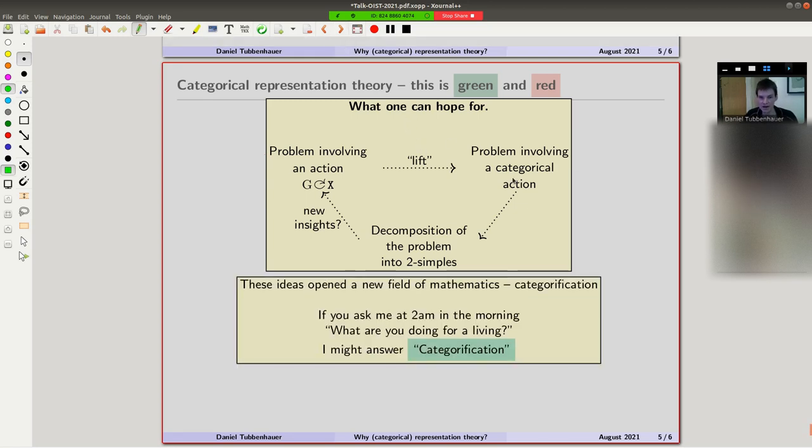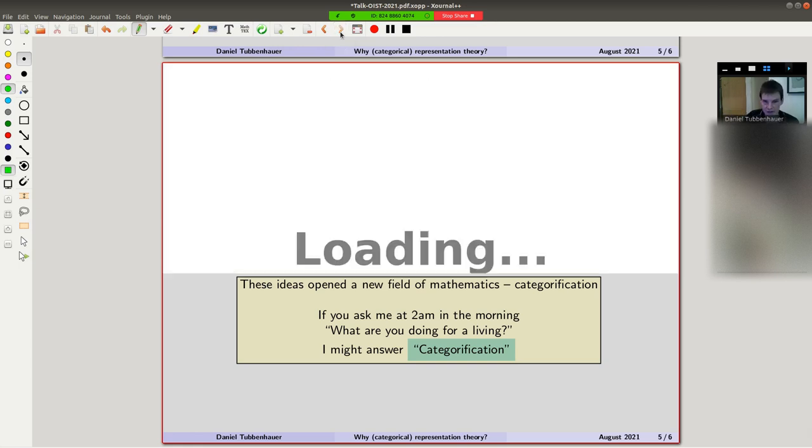Okay. And, well, if you ask me at 2 a.m. in the morning what I am doing, when I'm still not really at my senses, I might answer: I'm doing exactly this. Categorification. I look at classical objects, and I see whether they're shadows of more sophisticated objects living in parts of category theory. So I might just answer categorification. And before you ask, yes, there is some way to categorify this approach of Witten, Reshetikhin and Turaev. It really was a starting point, and the next step was this idea of categorification.